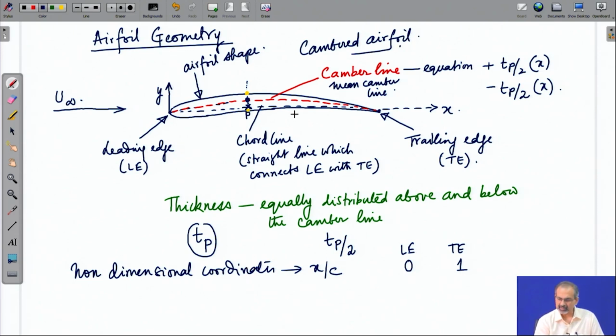At any x by c location, the camber is defined by the difference in the y coordinates between the camber line and the chord line. So, at this particular location, if you define a point q on the chord line, then this is the camber corresponding to the point q, which has an x by c q.